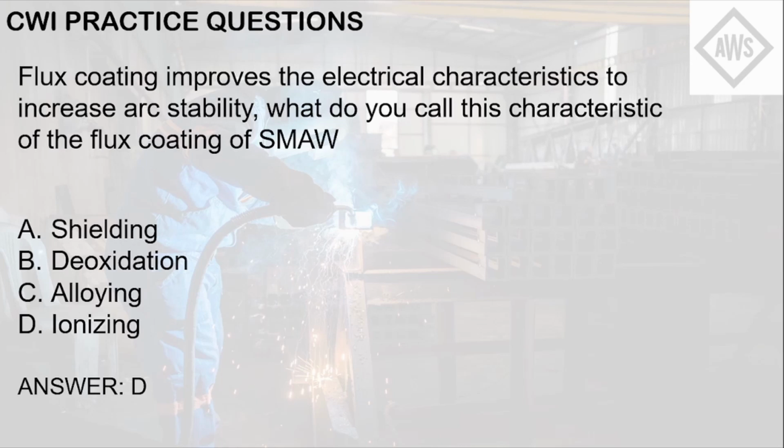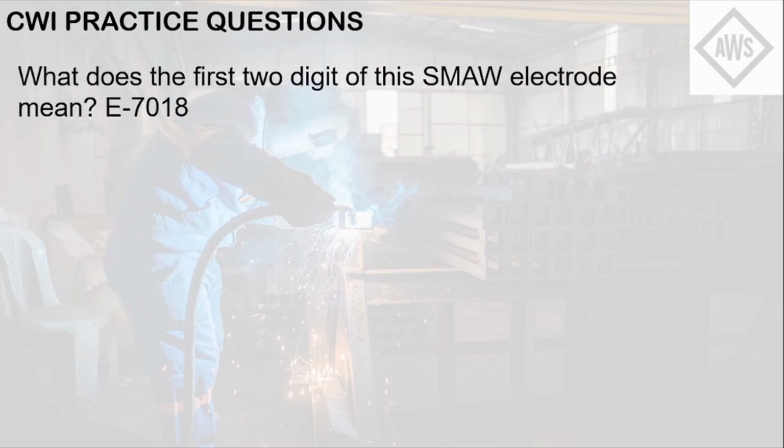So arc stability is very important during stick welding because it's a manual welding process, and you need to ensure that the creation of the arc during the welding process is stable so as not to produce a defect. Next question about welding electrodes. What does the first two digits of this SMAW electrode mean?